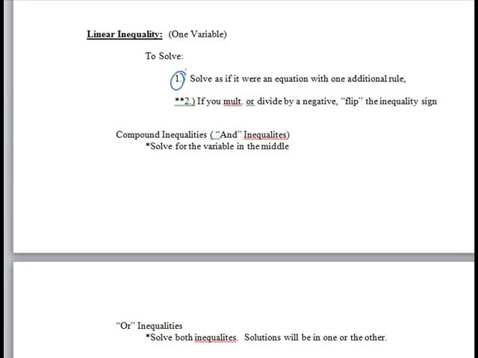We're also going to have a compound inequality, and a compound inequality is basically 2 inequalities combined into one. So you're going to recognize one of these because there's going to be 2 inequality symbols in one problem, and you'll always find the variable in the middle.